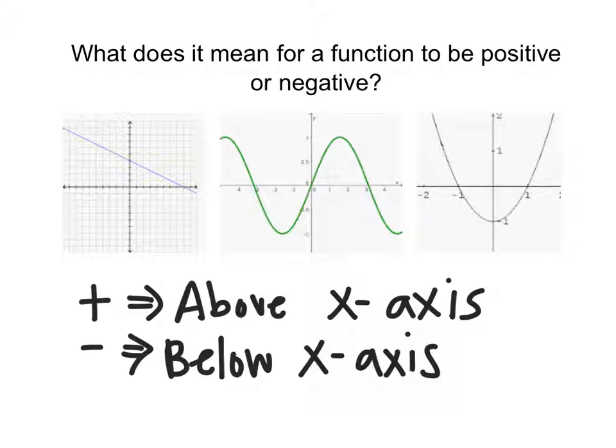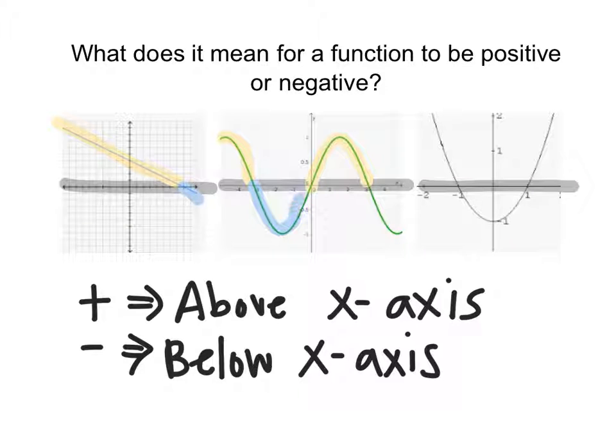So again, I'm going to look at my graph. If it's above my x, and remember your x is this line here, and those are your x-axis. If it's above, we're going to highlight it yellow, so everything on top is yellow. And then if it's below, we're going to highlight it blue, because below is where it's negative. And again, above is yellow, yellow, yellow. Below is blue, blue, blue.